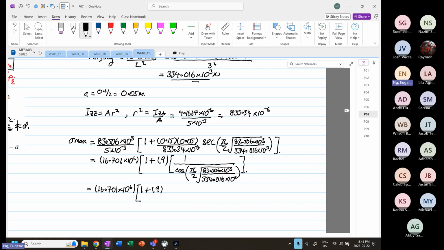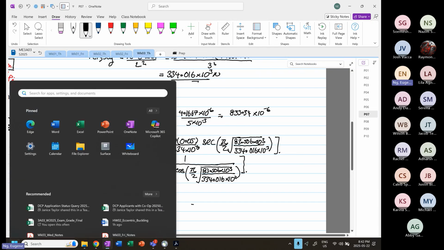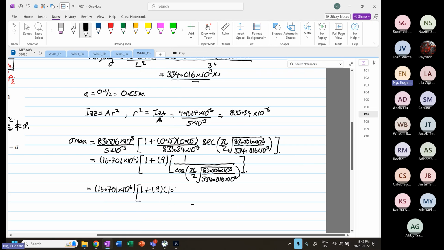Okay, so I will advise you all start using your calculator now. So cosine, okay, because when I'm teaching this course, some students have problem getting that value. Divided by 2 times square root bracket 83.506 power 3 divided by 334.016 power 3 close bracket, and the whole thing equal. I'm having a weird number. Oh, no, correct. So cosine. So I get 1.414. Okay, over here. Yeah, 1.414.